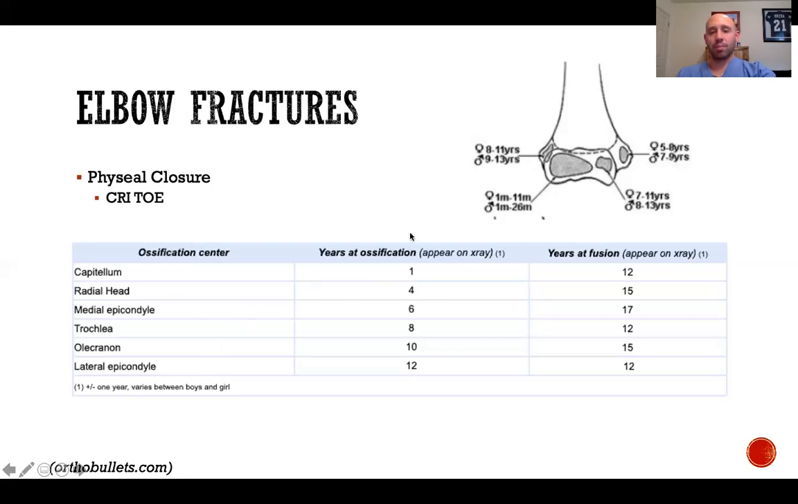And so that's important because sometimes in pediatric patients, depending on their age, you're not going to see a complete, fused, normal looking distal humerus. And then to confuse you even more, they fuse at different ages.